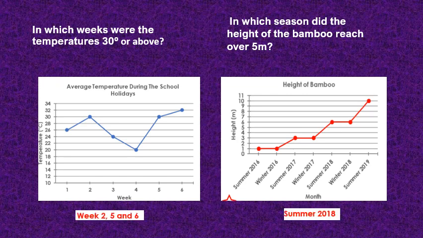Now let's compare answers. So for the question, in which weeks were the temperatures 30 degrees or above? I had week 2, it measured 30 degrees. Week 5, again week 5 is 30 degrees, exactly like week 2. And in week 6, it was above, which is 32 degrees. So the answers: week 2, week 5, and week 6.